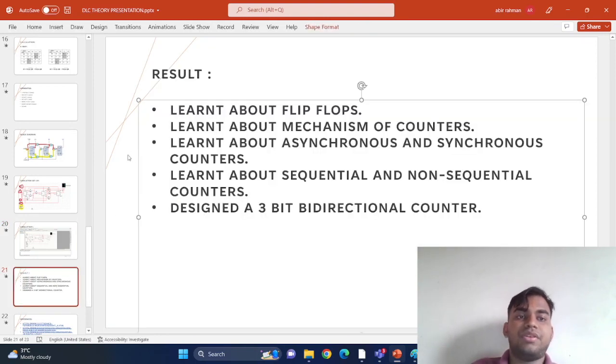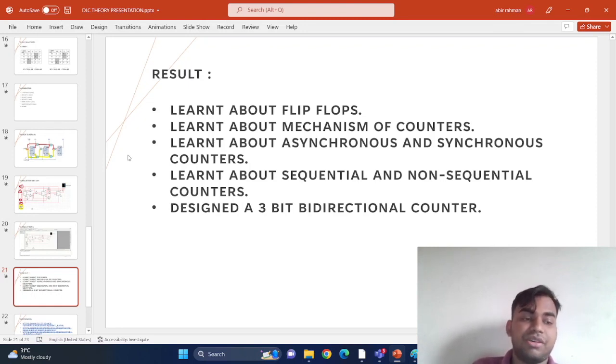So overall from this project we discussed flip-flops and counters, also the mechanism of counters. We also learned about asynchronous and synchronous counters. We also learned about sequential and non-sequential counters. And finally we designed a 3-bit bidirectional counter, or up/down counter.